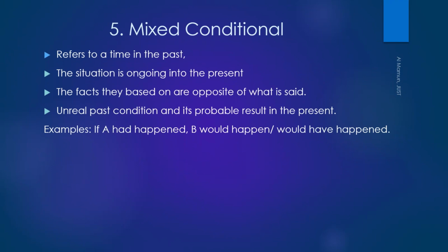So in the first clause you have an unreal past condition, but in the second clause it talks about something which might have happened in the present time. If you had used your sense, you would have succeeded. That is, in the second clause you state something which would have been possible at present.